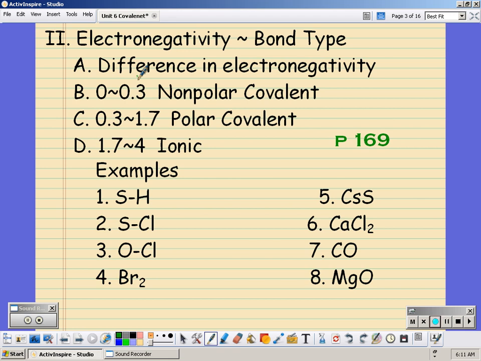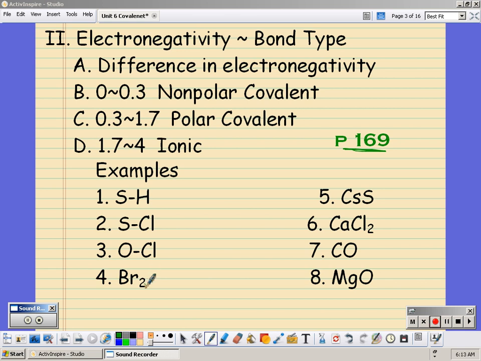These values must be given to you. This is not something that you're supposed to know. So they're actually on page 169 of your textbook. You subtract and you see where it falls in. So again, we're looking at page 169 to get these values.